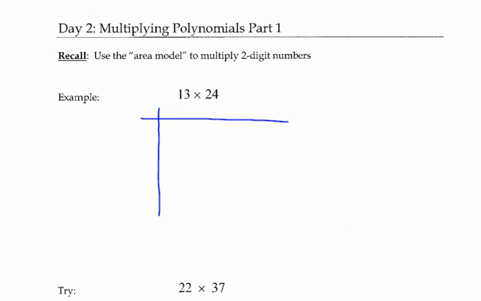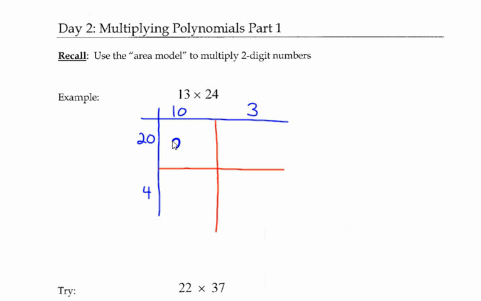So 13 we can break into 10 plus 3. That's probably the easiest way we can break up 13, and the easiest way we can break up 24 would be 20 and 4. Makes it very easy to multiply. So what happens here, we have 4 quadrants, 4 boxes that we need to fill in. So we're first going to start with the 20 times 10.